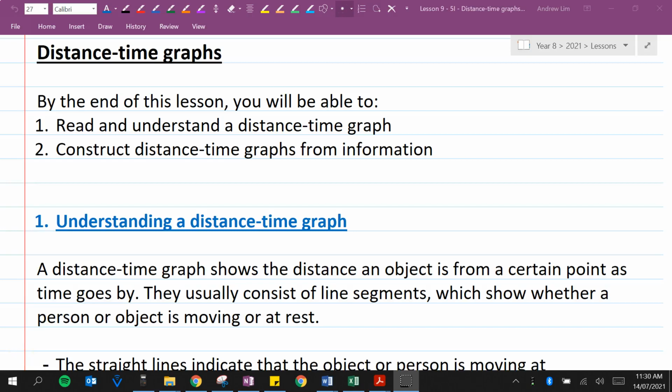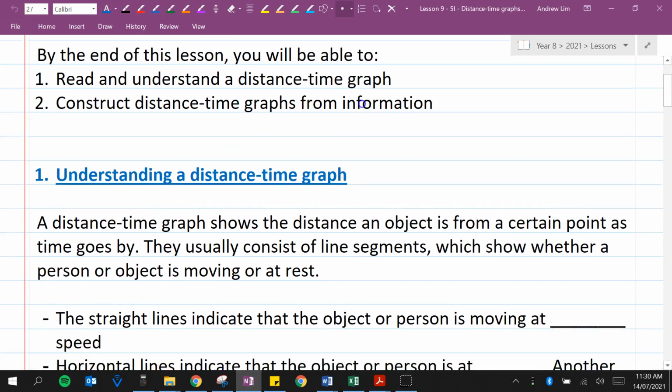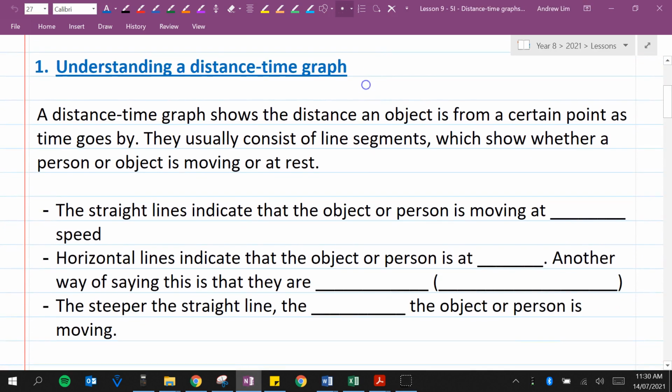Okay, so in this video we're going to be looking at distance time graphs. By the end of this lesson you'll be able to read and understand a distance time graph and construct them from information provided. Let's have a look at the first part, understanding and reading a distance time graph.